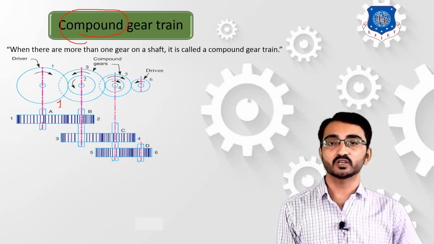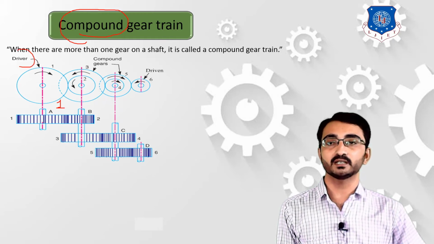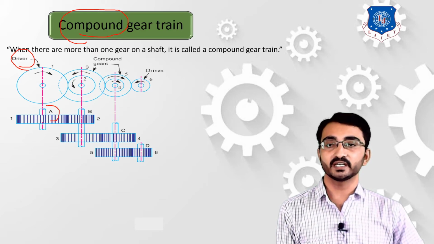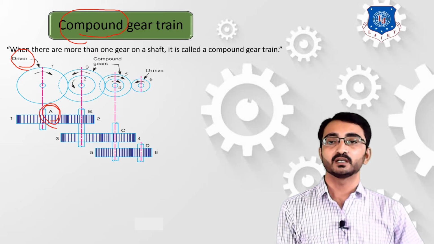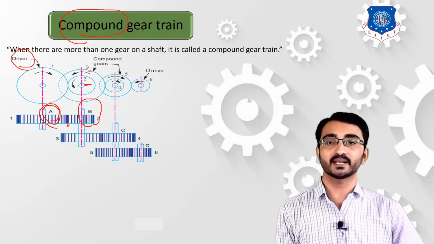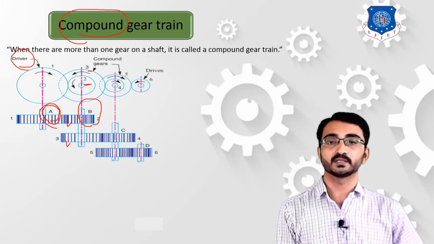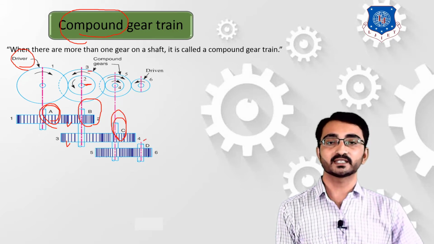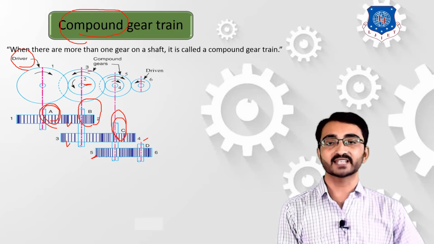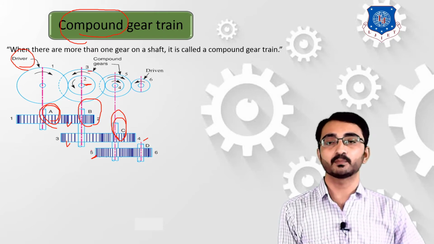So over here your shaft number 1 is your driver gear. Now over here you can refer that your first gear is mounted on shaft A. Similarly, your shaft B contains 2 gears, that is gear 2 and gear 3, as you can see in this diagram. Similarly, your shaft C contains 2 gears, that is gear number 4 and gear number 5. So this type of assembly, where more than one gear is mounted on a single shaft, is known as a compound gear train.